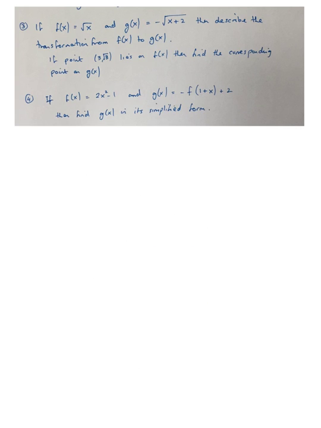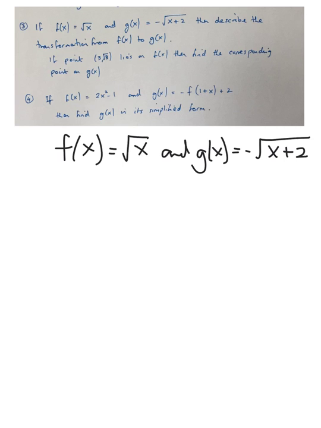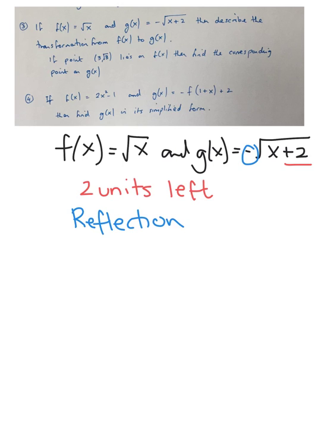So question 3 here says f of x is root x, and g of x equals negative root of x plus 2. So the transformation from f of x to g of x is a shift 2 units left, and then this negative sign is a reflection in the x-axis.